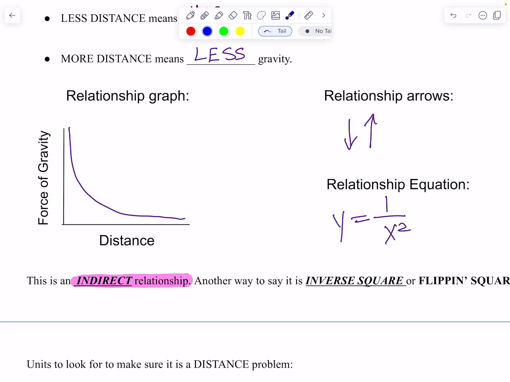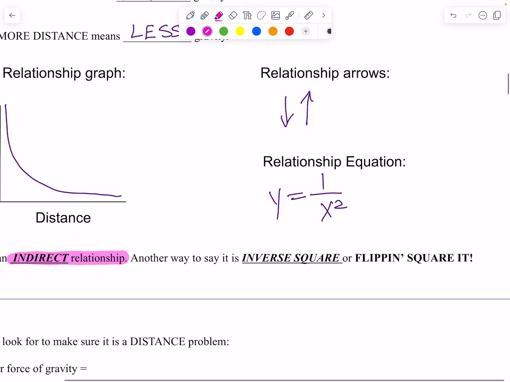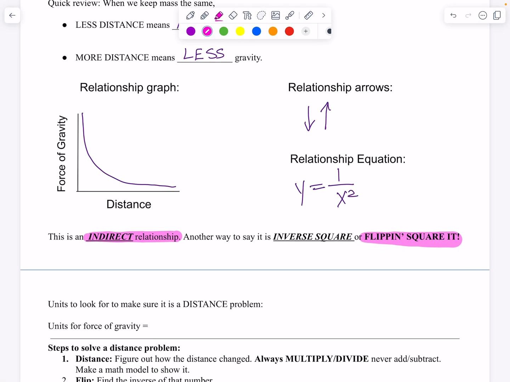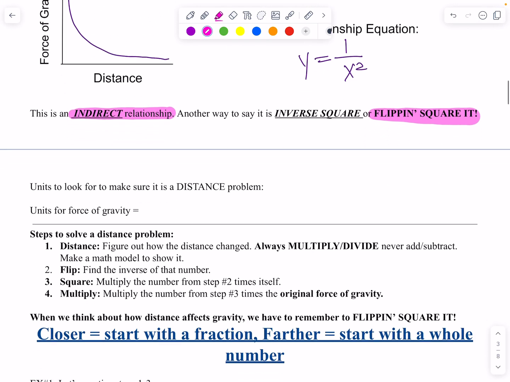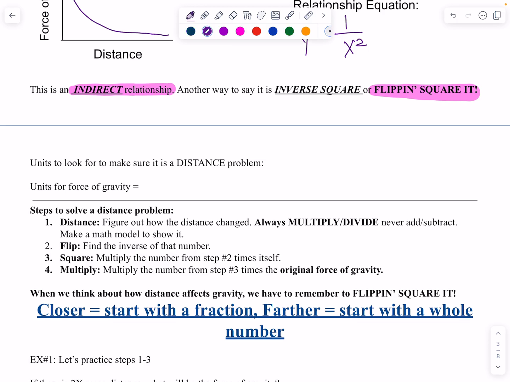If the idea of this square inside of a fraction kind of freaks you out, don't worry, we got you. Because our process is going to be to flip and square it. Flip and square it. You can say it like you're mad. You can say it like you're prim and proper. Flip and square. I don't care how you say it, but that's the process we're going to use.